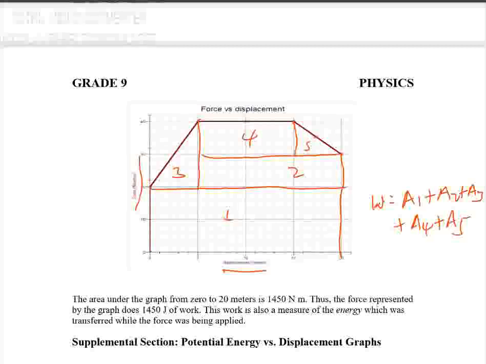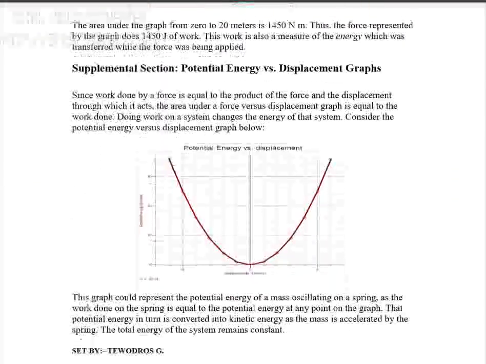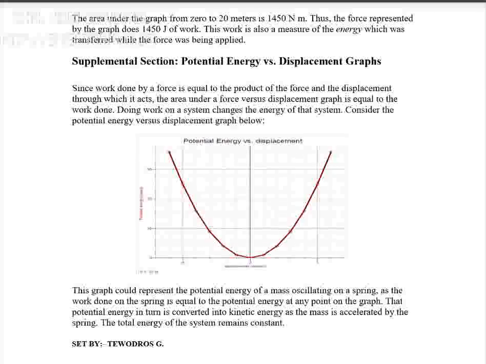But if the graph looks like this, you must draw squares, and by counting the squares, you can add and give your final answer. For example, this one is a force versus displacement graph, and we can't calculate as previously. Therefore, we draw what? A vertical line. It has a square. Actually, it has a square by itself.